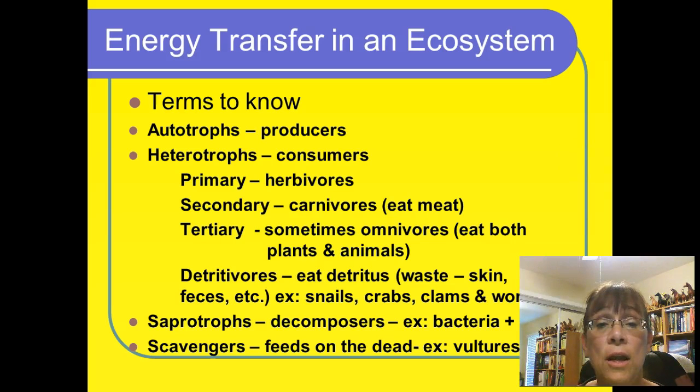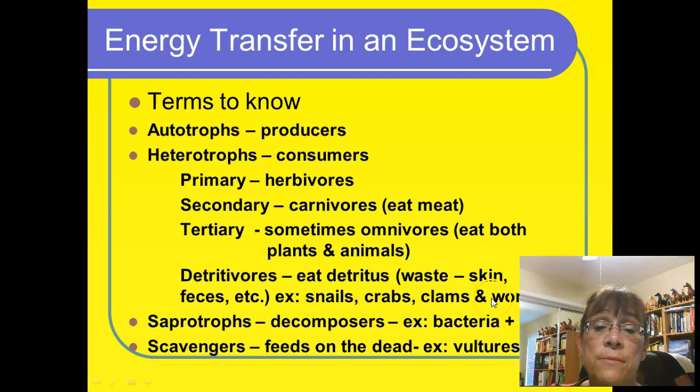Primary heterotrophs or primary consumers are herbivores. They only eat plants. Secondary are carnivores, and sometimes they are omnivores as well. Tertiary, sometimes omnivores, many times carnivores, and again an omnivore eats both plants and animals. Detritivores eat detritus, and that's waste and skin and feces, like snails, crabs, clams, and worms.